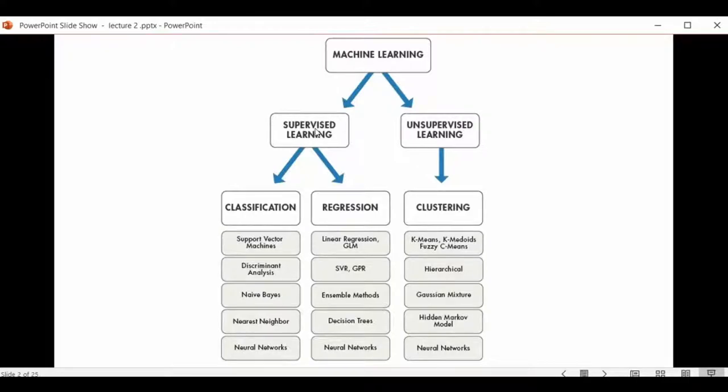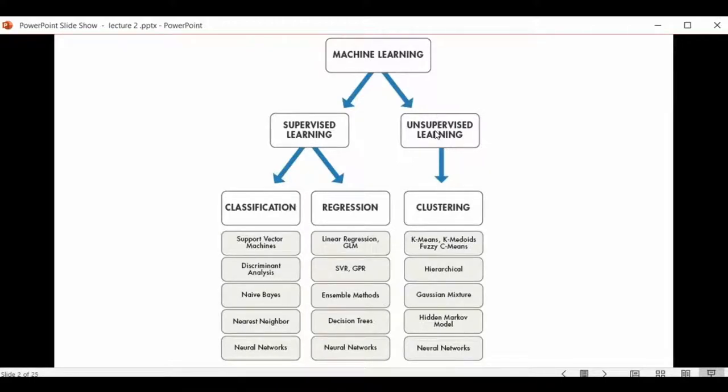So in machine learning, you have supervised learning and unsupervised learning. Supervised learning is where you're given a set of data that you can use to learn from. So you know your inputs and your desired outputs. And you can use that to do classification, basically learn which class the data belongs to, or regression, which is to basically regress a best fit curve to the data and use that to predict future data based on future inputs.